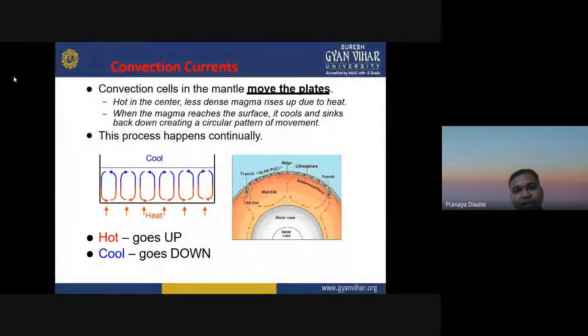Then you have a convection current. How the convection current rises, and how the convection current theory is a part of this. Convection cells in the mantle move the plates. Hot, less dense magma in the center rises up due to the heat. When the magma reaches the surface, it cools and sinks back down, creating a circular pattern of movement. This process happens continuously, and that is called the convection current theory.